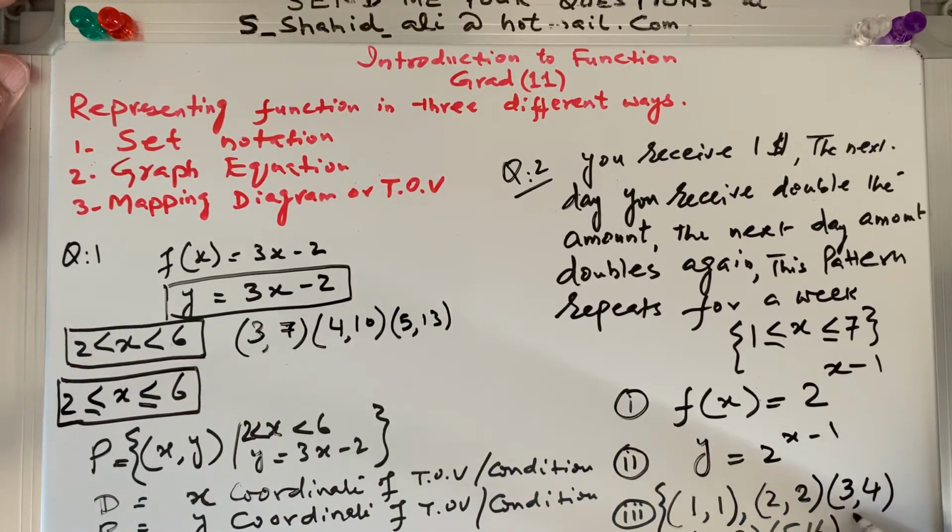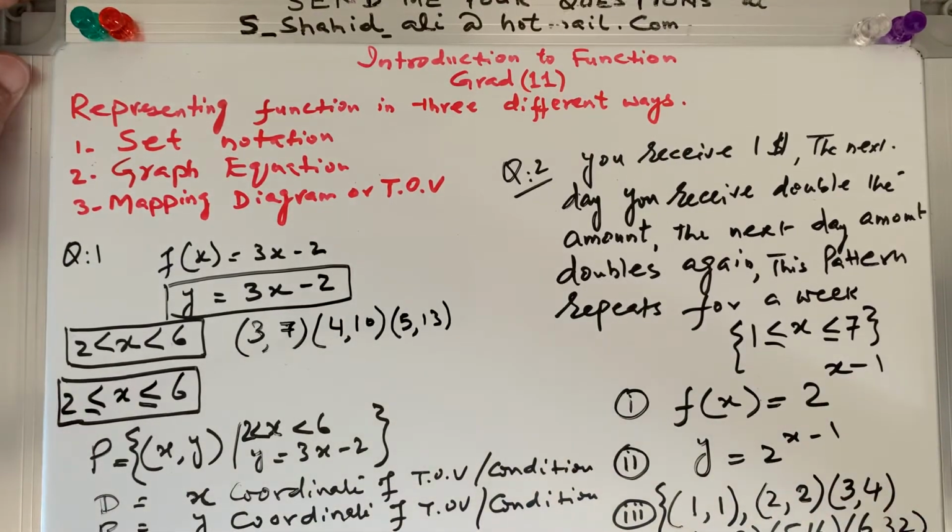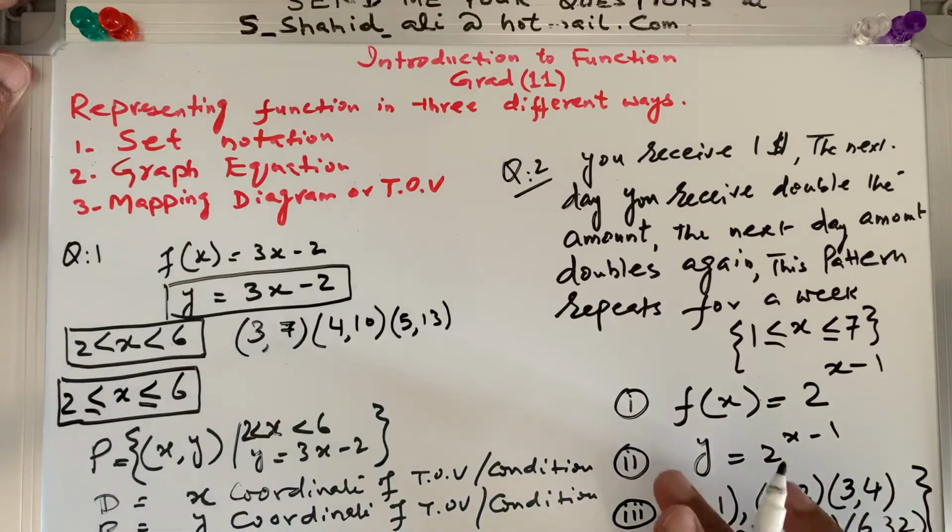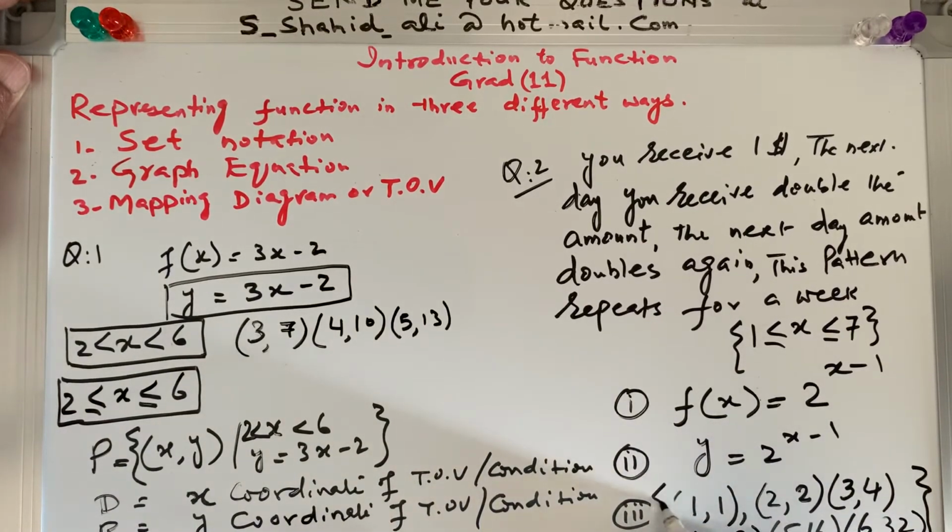Very good. Then when you put 6, 6 minus 1 is 5, 2 to the power 5 is 32. And when you put 7, 7 is my last limit, right? 7 minus 1 is 6, 2 to the power 6 is 64. So these are my ordered pairs, or table of values, right? So I will put table of values.